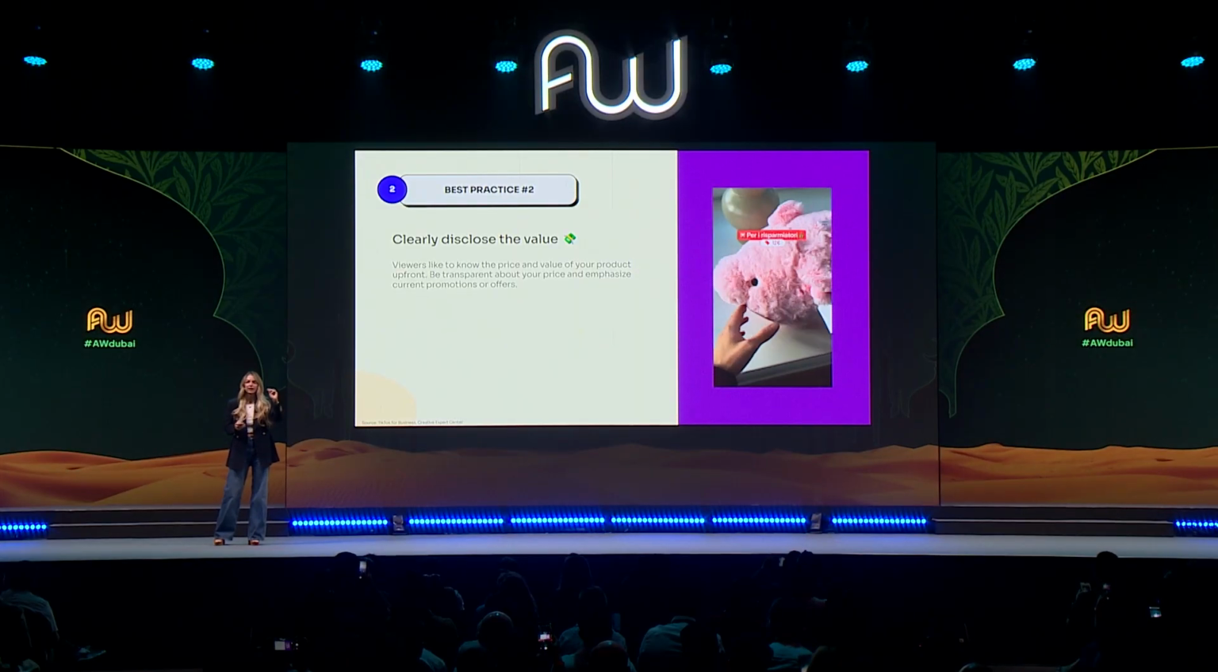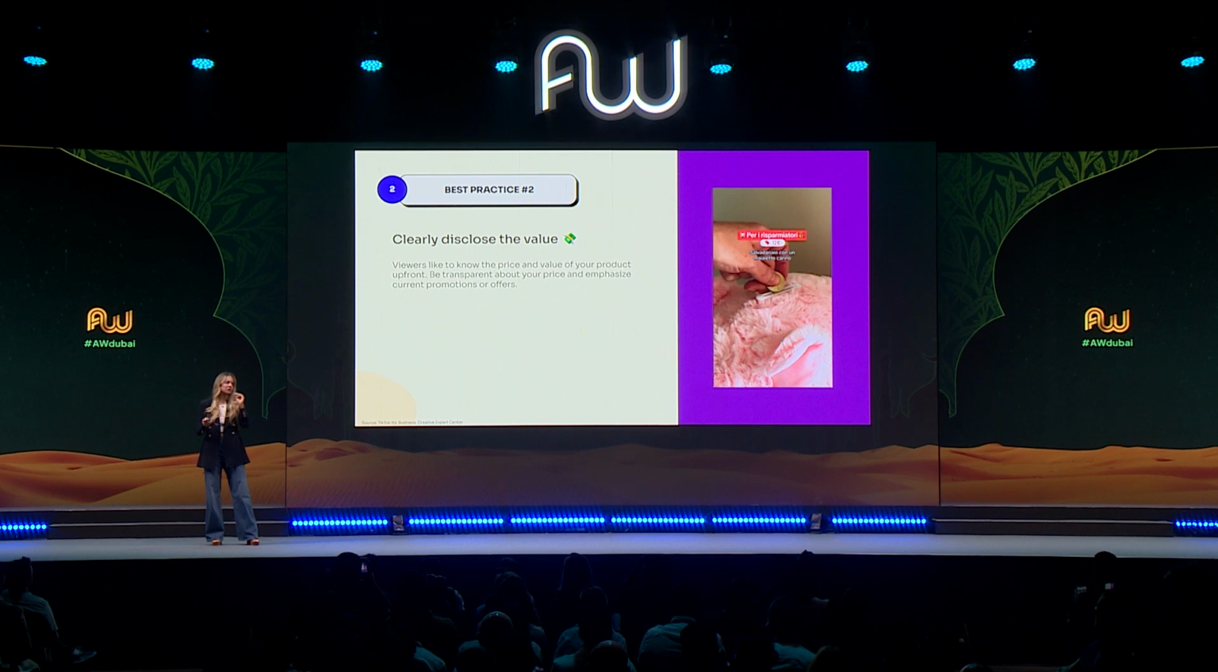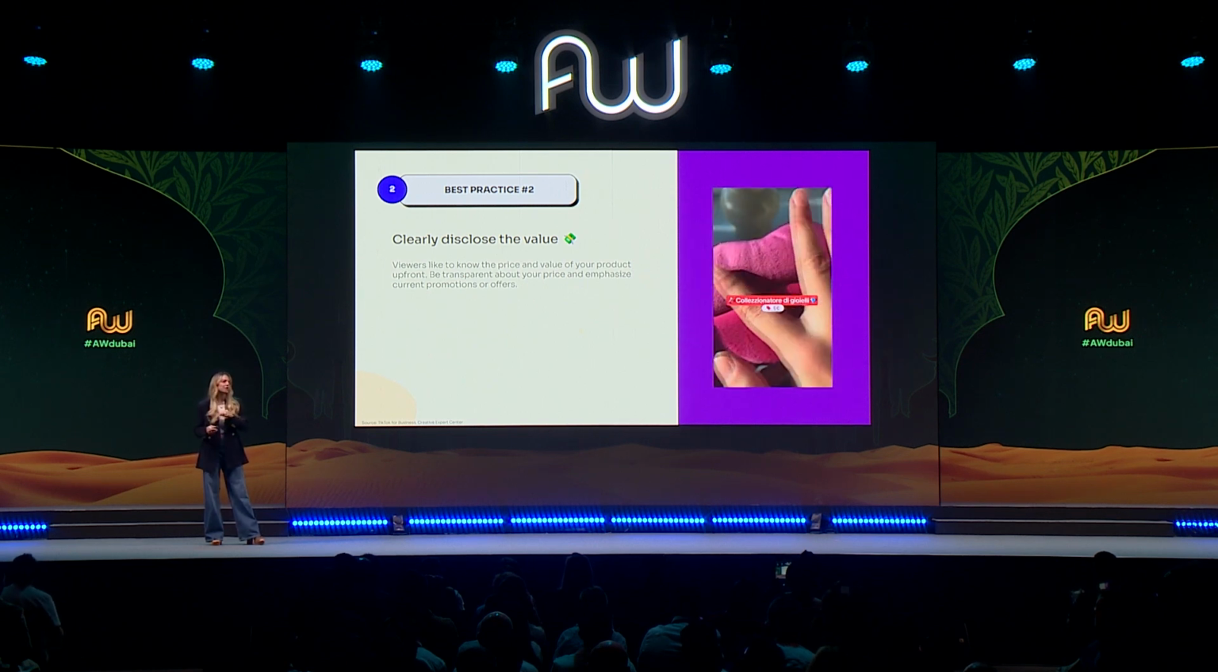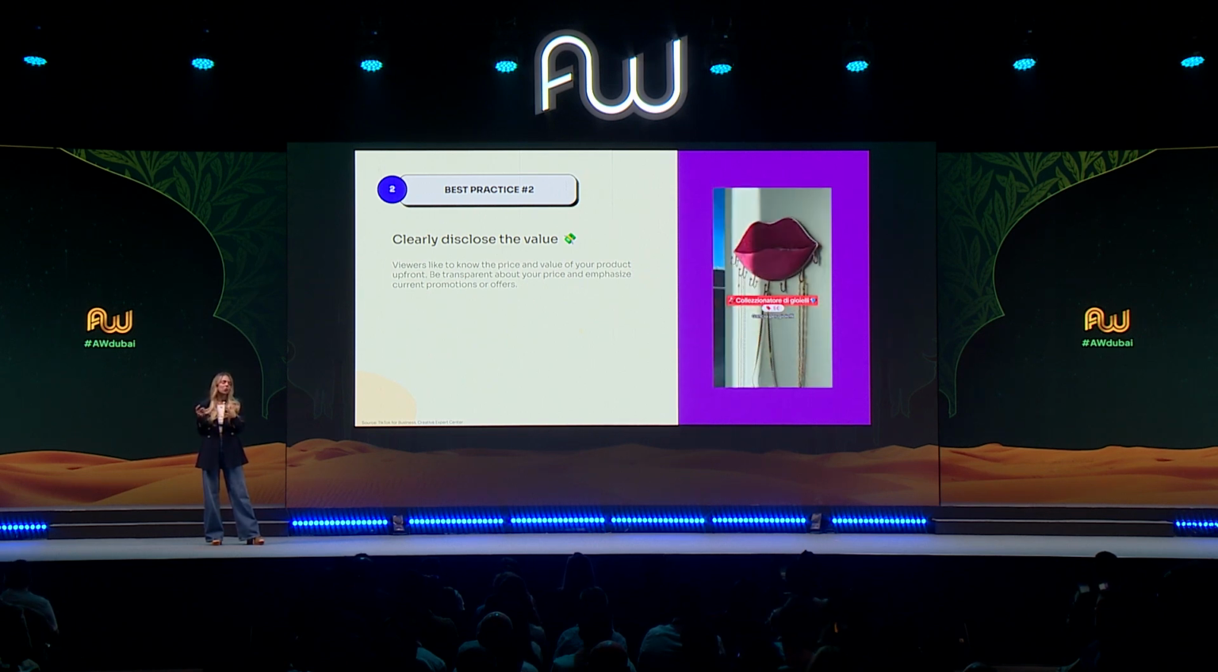Best practice number 2, clearly disclose the value. On TikTok specifically, users are quite price conscious, and we've seen that creatives that specifically highlight this is how much this costs, or mention the offer or whatever the promotion is going on at the time, at the very beginning tend to convert a lot better. So clearly disclose the value, not only on the CTA, but bring it to the front of the ad as well.